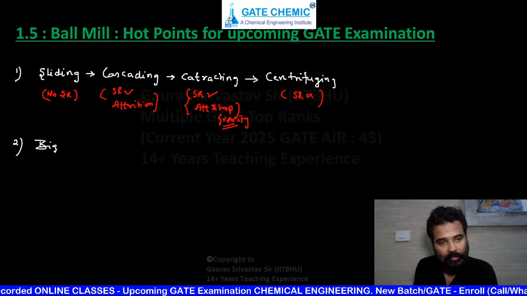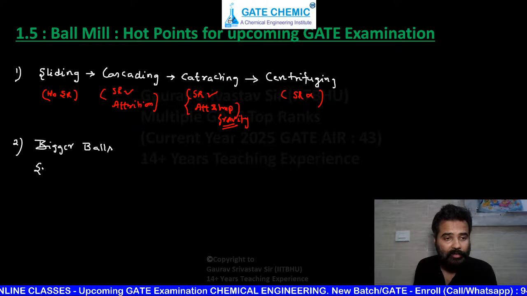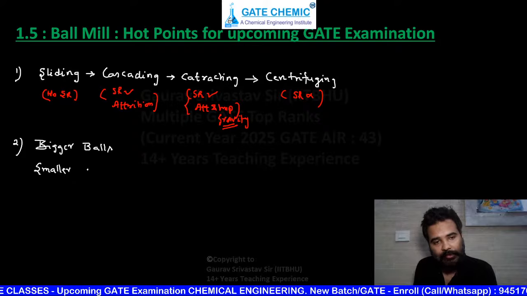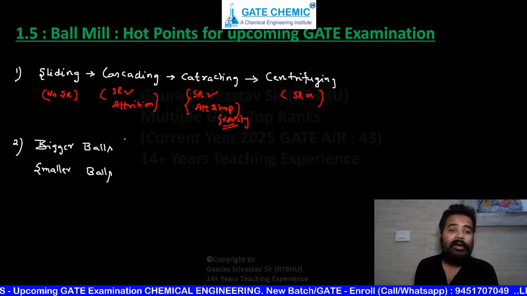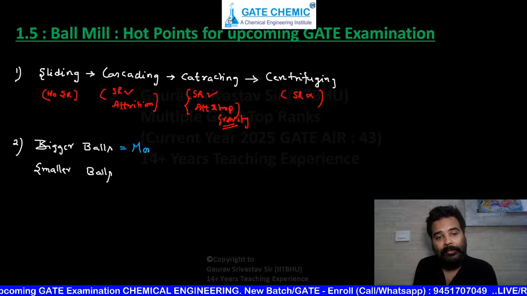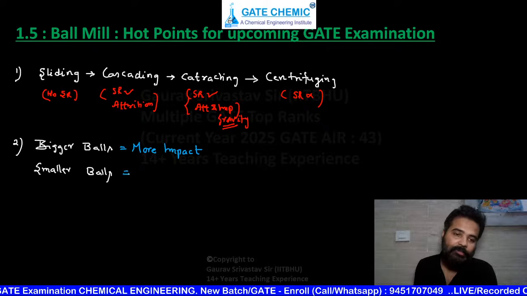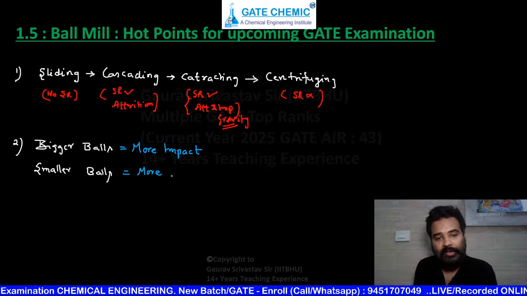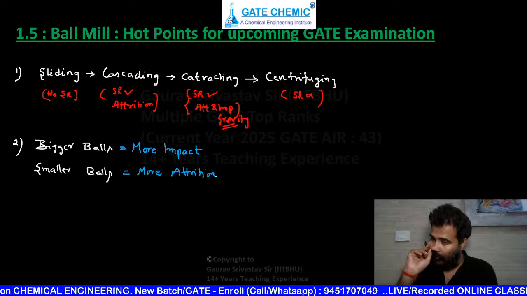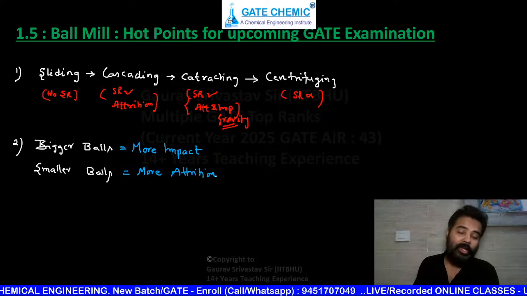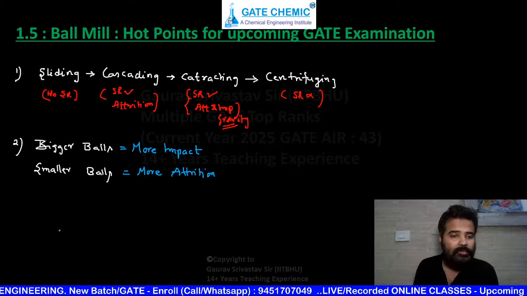Now, next point. Bigger balls and smaller balls. Bigger balls are responsible for more impact. Smaller balls are going to give you more attrition. Okay? Done? Very good. So bigger ball, smaller ball.